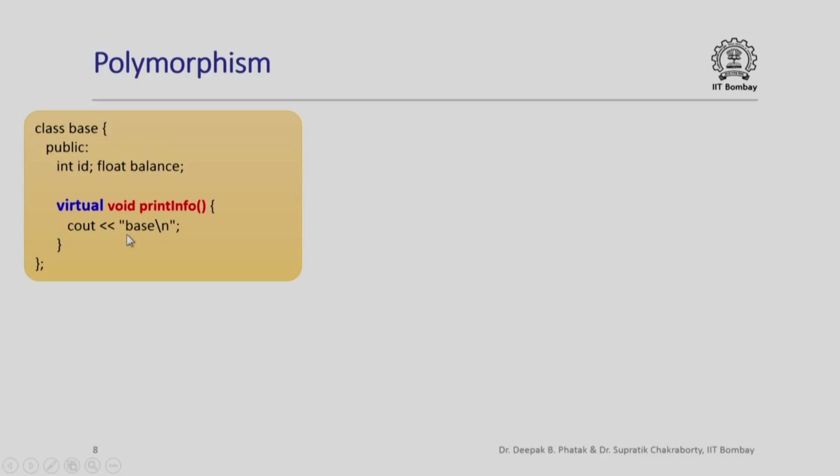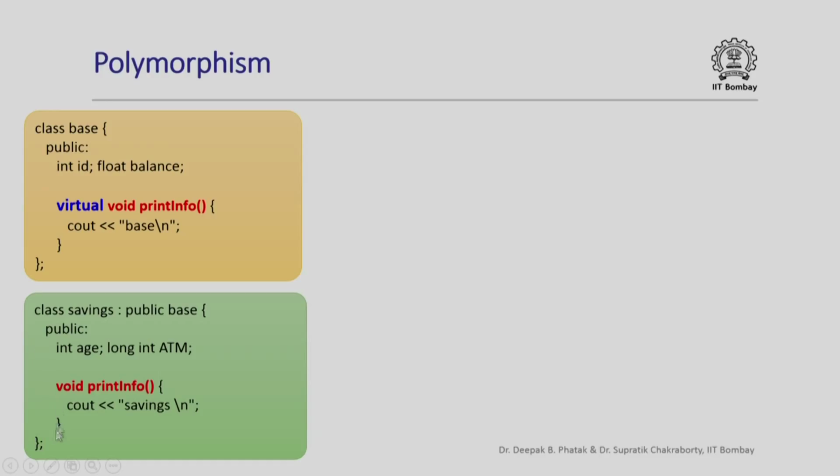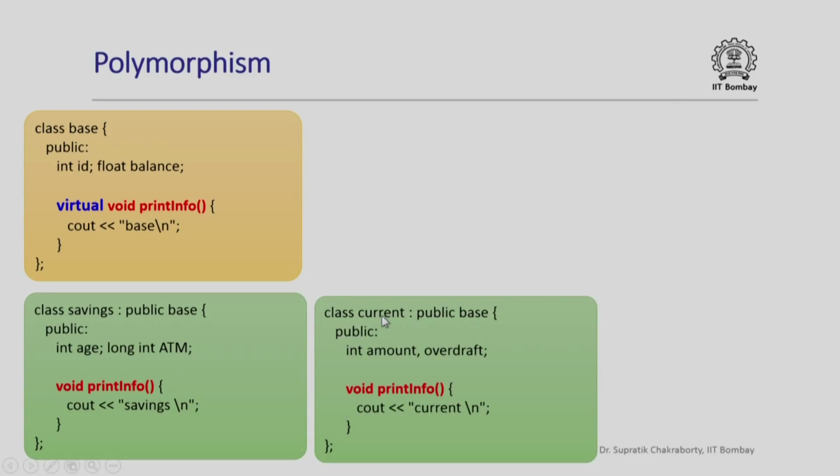And what this does is, this actually tells the compiler that, well, do not really use this function if the context in which printinfo is getting called dictates that some other printinfo should be used. And where is that other printinfo going to come from? From the derived classes. So here the savings class is derived from the base class, and it is defining what printinfo should behave like, and here is the current class again derived from the base class, and this is defining what printinfo should be doing.